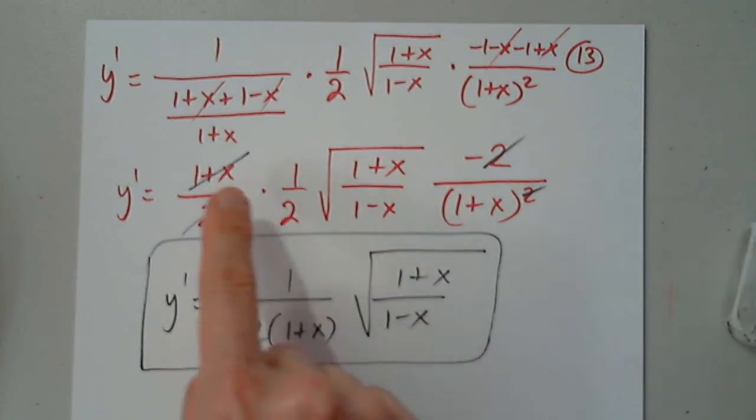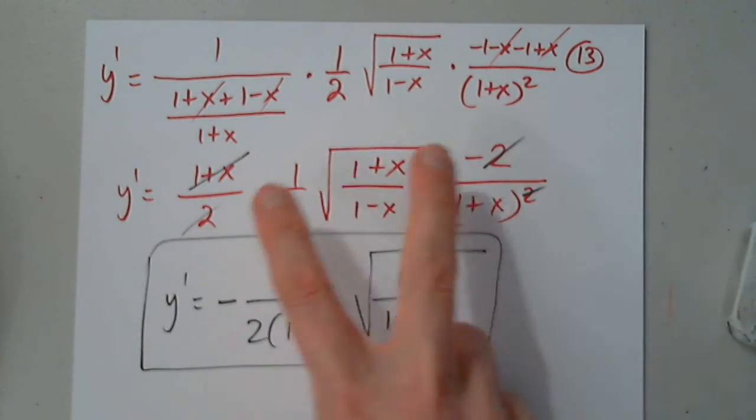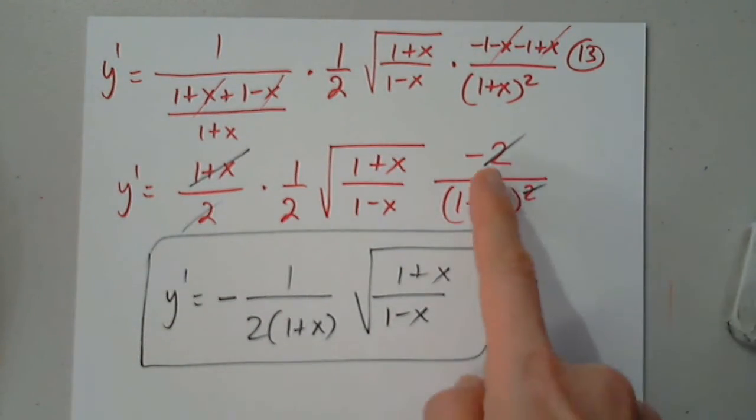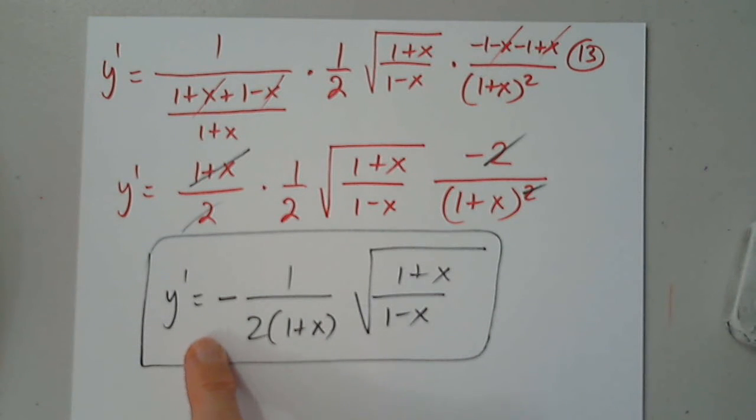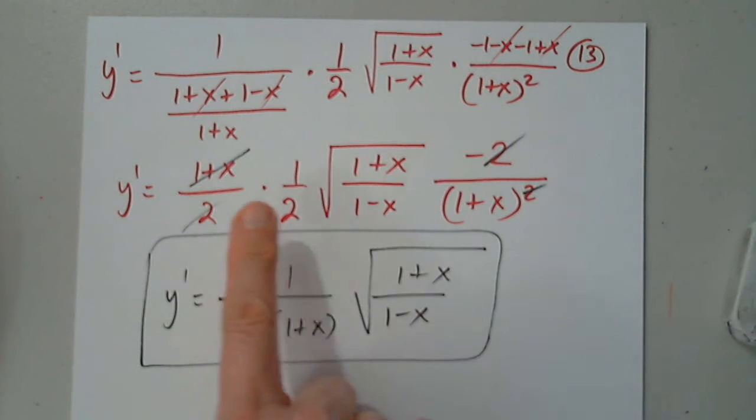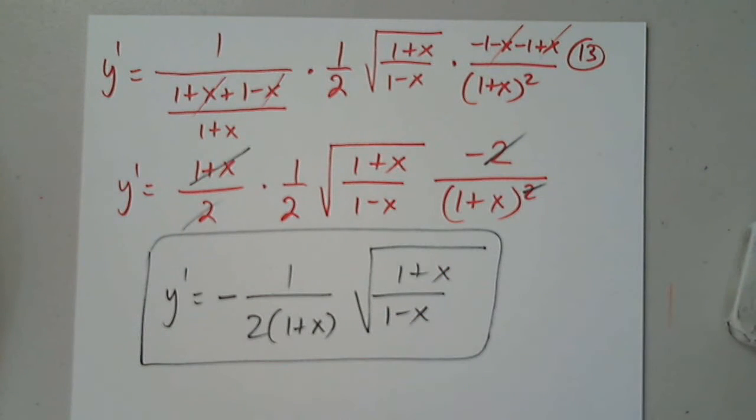So I cleared one of these two factors. I cleared the 2, but I still have a 1/2 in front. I still have the negative. I still have a 1 plus x that is left over. Okay, I had 2 here and only 1 over there, and I copied the square root.